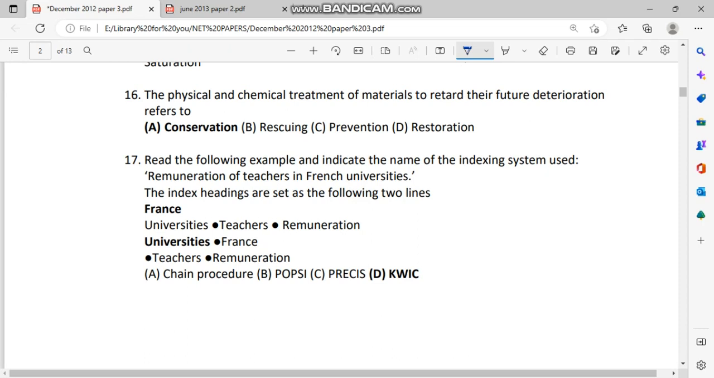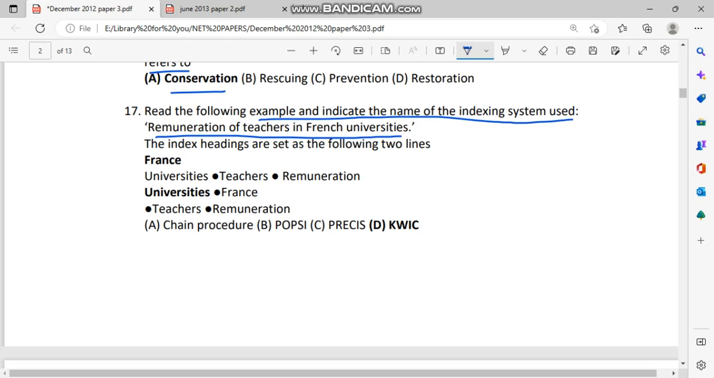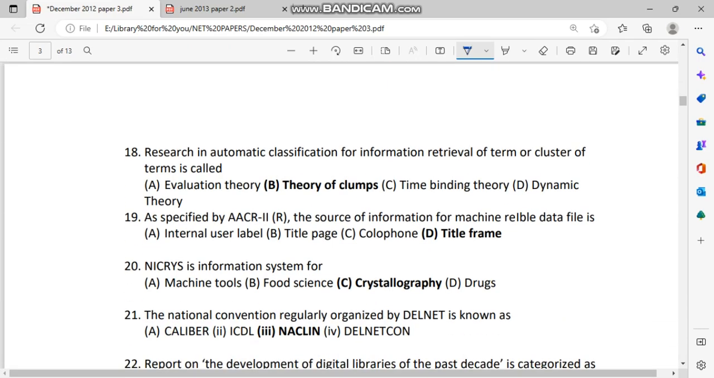The physical and chemical treatment of materials to retard their future deterioration refers to conservation. Read the following example and indicate the name of the indexing system used: remuneration of teachers in French universities. That is, university teachers remuneration, universities France teachers remuneration. Quick method. Research in automatic classification for information retrieval of term or cluster of terms is called the theory of clumps.